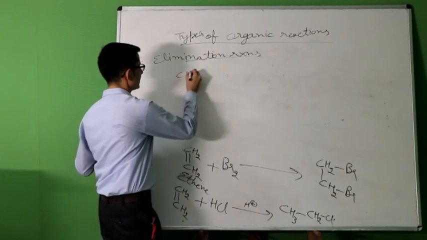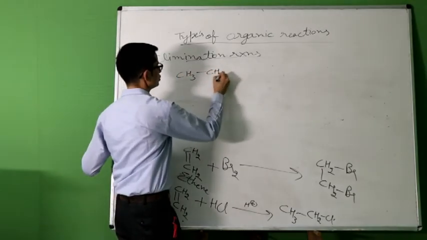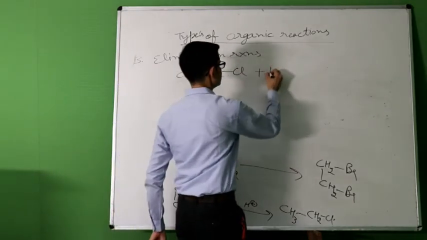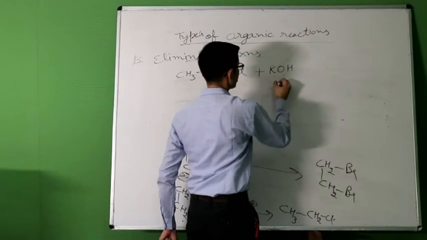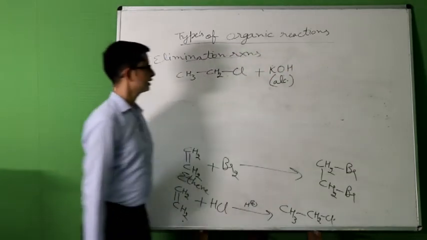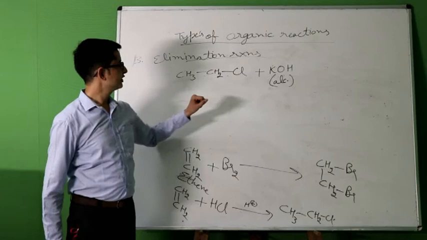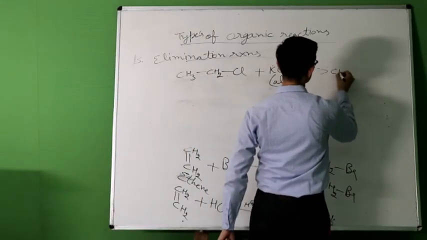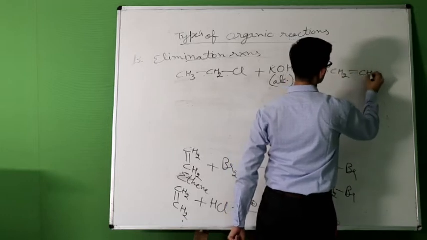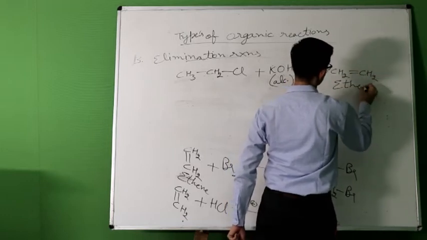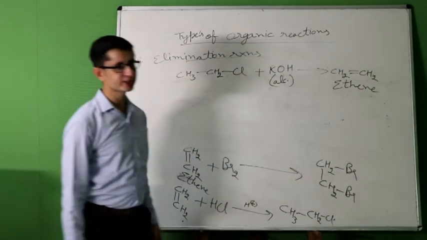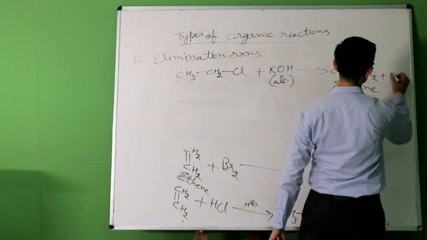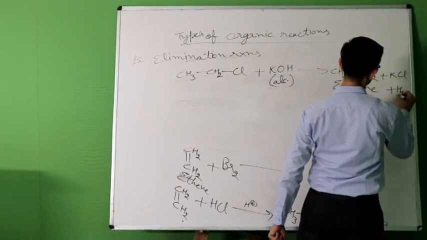Like let's say we have CH3CH2Cl, this is chloroethane. If it reacts with alcoholic KOH, so the attacking reagent is alcoholic KOH, it forms CH2=CH2. This is ethene. So there is formation of ethene, a carbon-carbon double bond, plus side products, that is KCl and water.